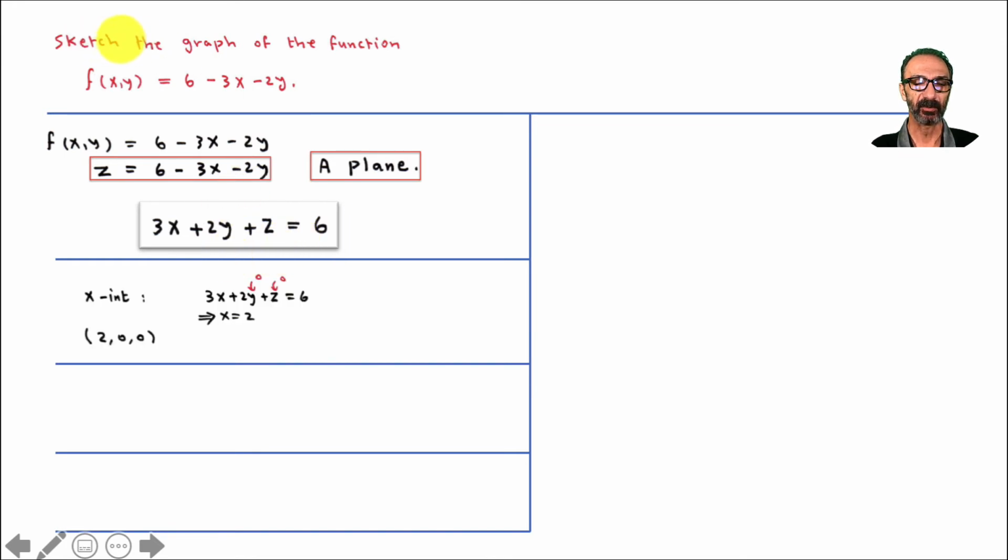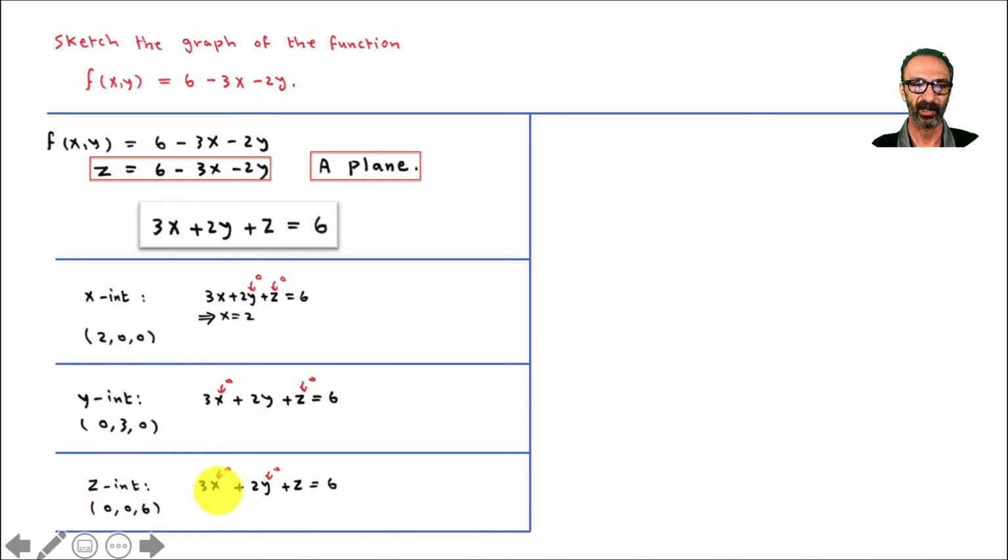To graph it, because they want me to sketch, this is a simple graph, but it's very handy to practice for higher level and different ones. To find the x-intercept, you just put y equals 0 and z equals 0. 3x equals 6, that means x equals 2. That's my x-intercept. You can see I'm reducing the calculations because I want to save you some time and get to the point. Here's the y-intercept, same process. 2y equals 6, that means y equals 3. Here's the z-intercept. x and y will be 0, that means z by itself is 6.